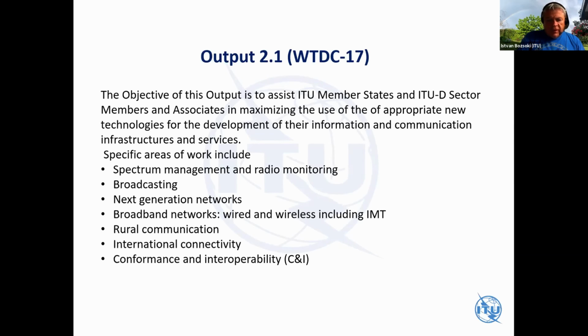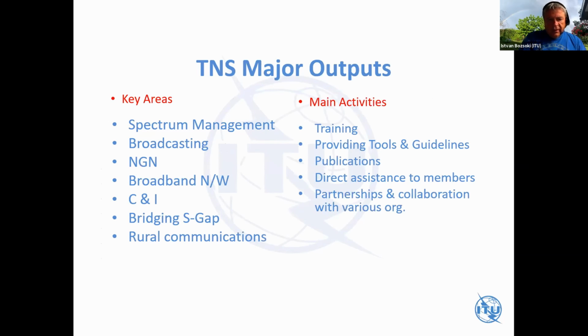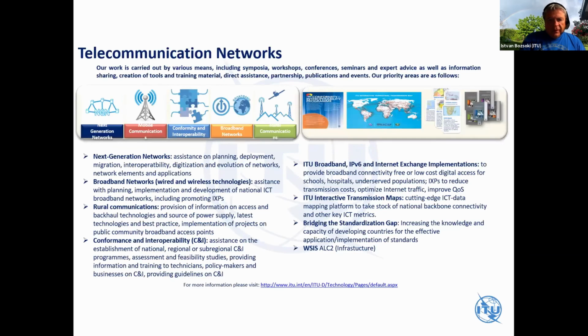I mentioned when I presented the website what the specific areas for these activities are: the spectrum management, radio monitoring, broadcasting, next generation networks, broadband networks, wired and wireless, including IMT, rural communication, connectivity, conformance and interoperability. And here are the major outputs, key areas, I don't want to repeat again. The main activities I also presented in the TOC, this theory of change: the training, tools and guidelines, publications, direct assistance to members, partnership and collaboration with various organizations. So here are the activities, a little bit more detailed.